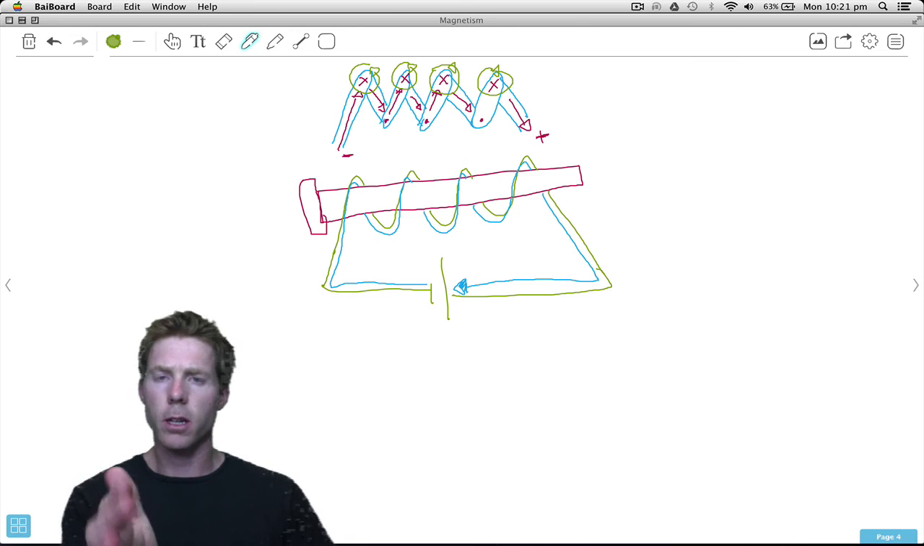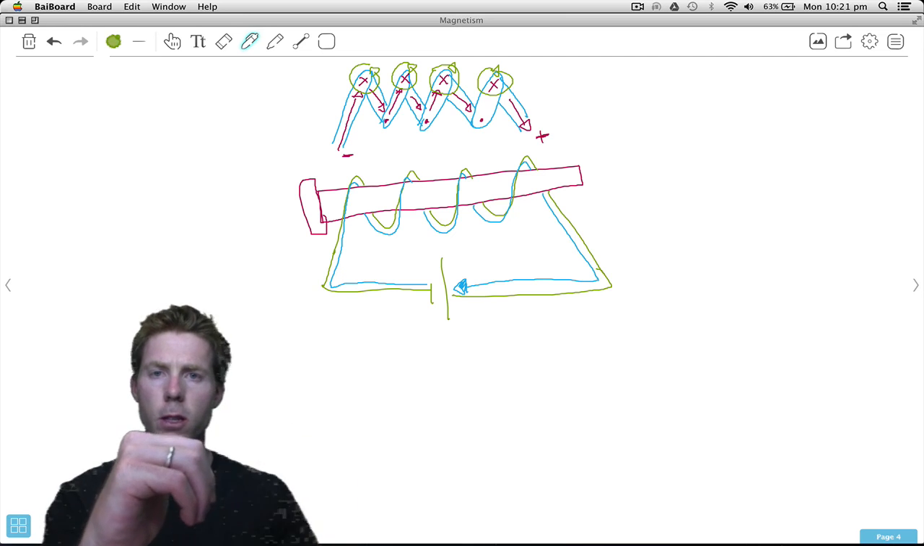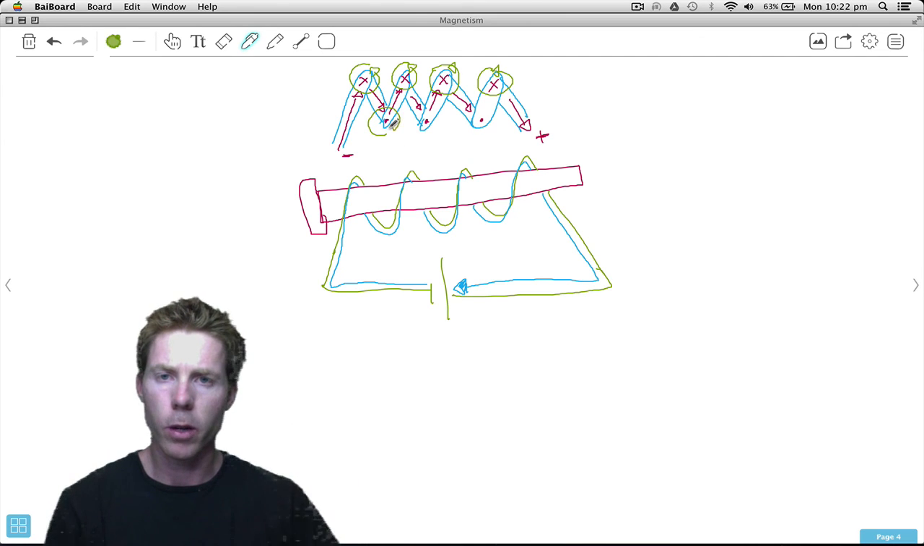So what about these dots down here? Well, down here it's coming towards us. So my thumb is coming towards me, my fingers wrap around in this direction. So we're actually going this way.